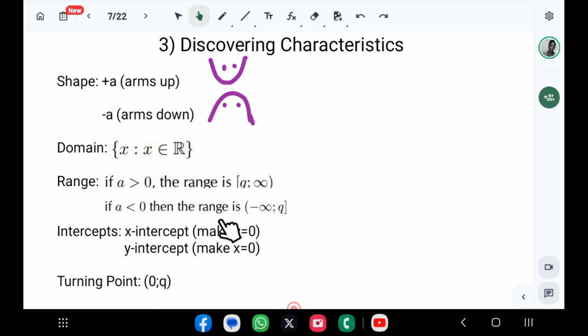The x and y intercepts don't change, they always will stay this way. If you're looking for your x-intercepts, you just make y 0. And to find the y-intercept, you make x 0 and solve, and you will get your intercepts. Now the turning point is simple, it's just (0, q).